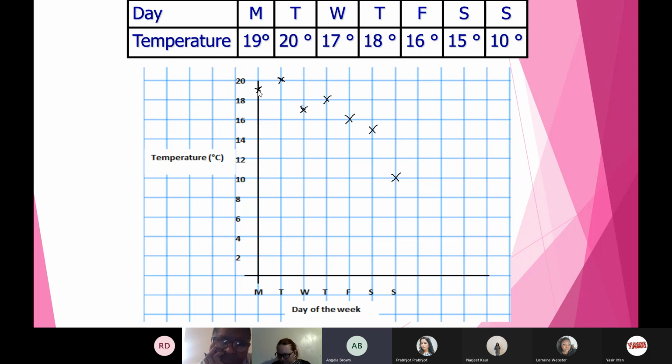It's now left for me to join up my points. Now I'm doing this freehand. You would have your ruler. There. There. There.